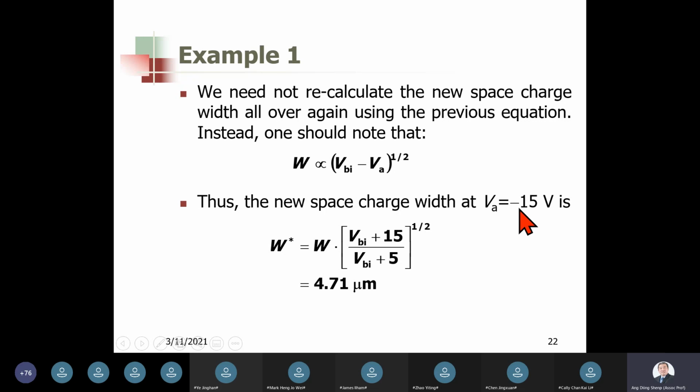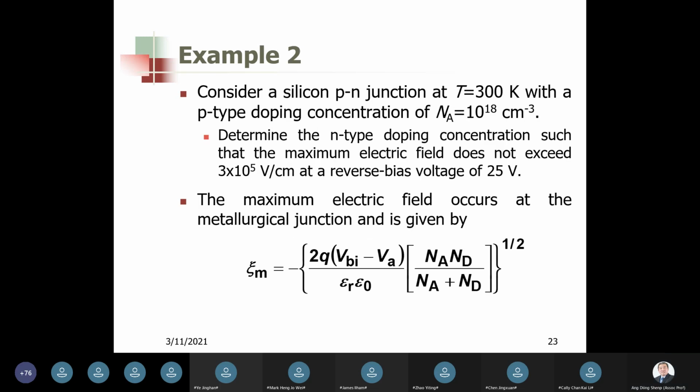The depletion width doesn't go up 3 times when the reverse bias voltage is increased 3 times because of the square root dependence. But nonetheless, it becomes wider, because more space charge is needed to support the higher junction electric field. So let's do a bit more examples.